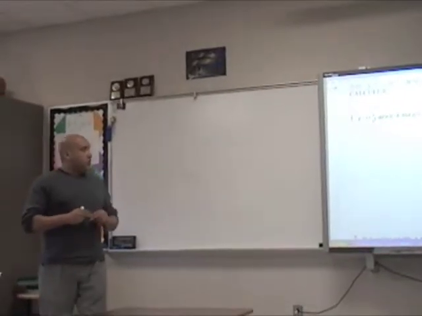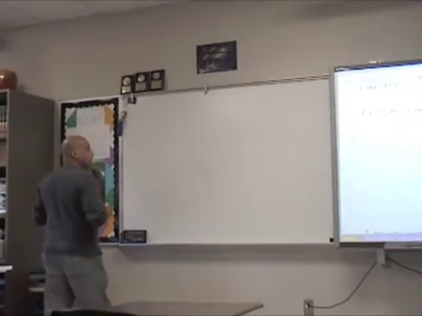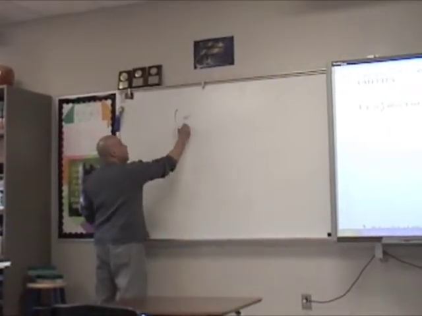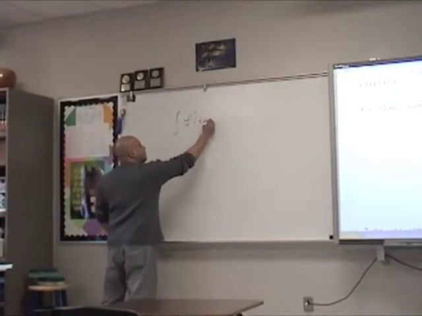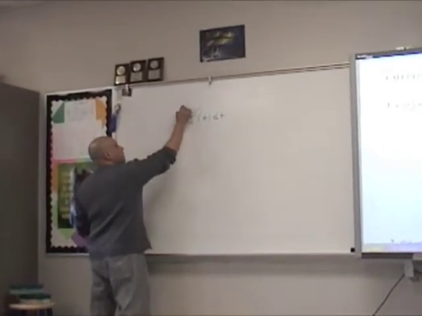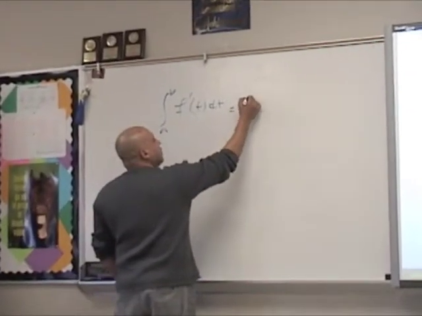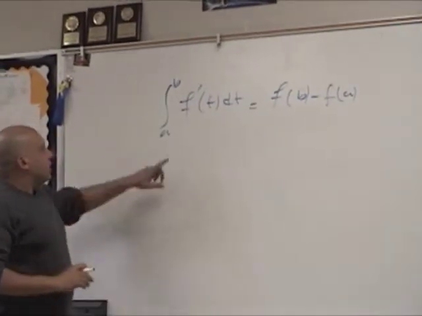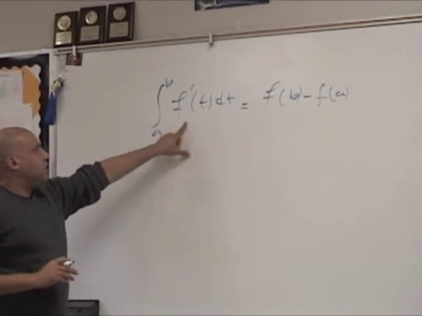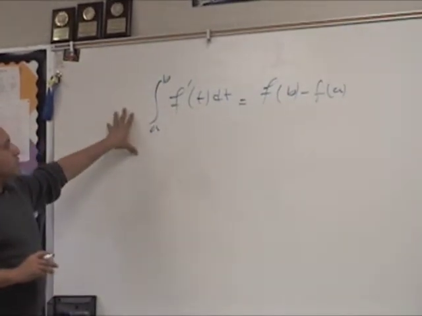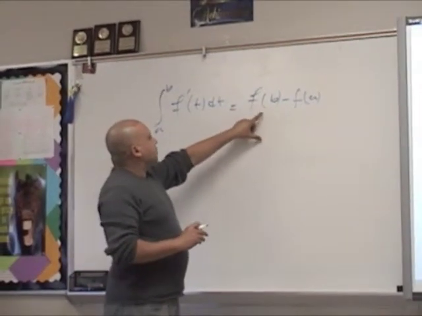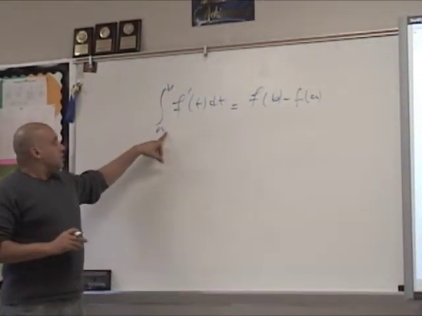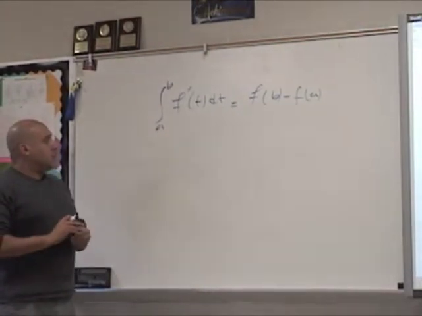Meaning of the fundamental theorem of calculus, which states that in order to calculate the integral of a function f prime of t dt between a and b, that would equal f of b minus f of a. Meaning that anytime we have a continuous function f prime of t, to evaluate the integral, the answer will be the antiderivative evaluated at the upper limit minus the antiderivative evaluated at the lower limit.